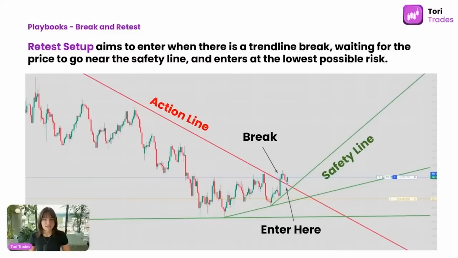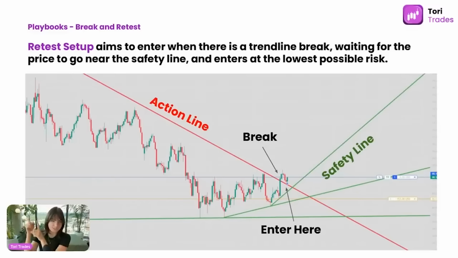Now we've got this one. I'm getting ready to throw y'all for a loop, so get ready and buckle up. This is something completely new. We haven't gone over it yet, but I trust that you guys can follow. You understand when price breaks, that's our entry. We've got an action line, we've got a safety line. This is something very new.